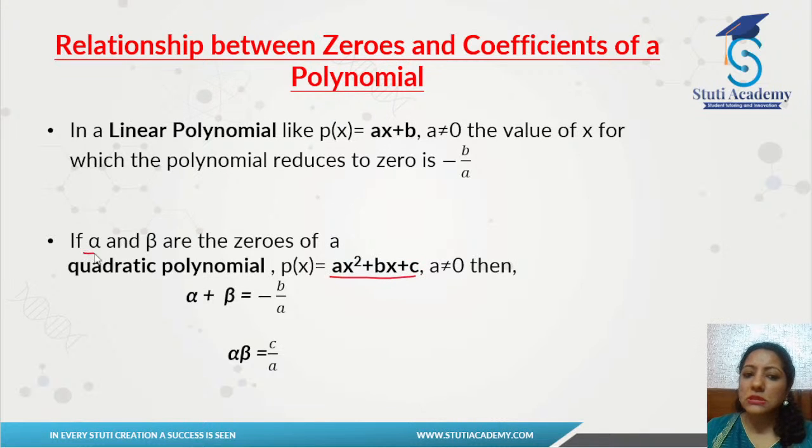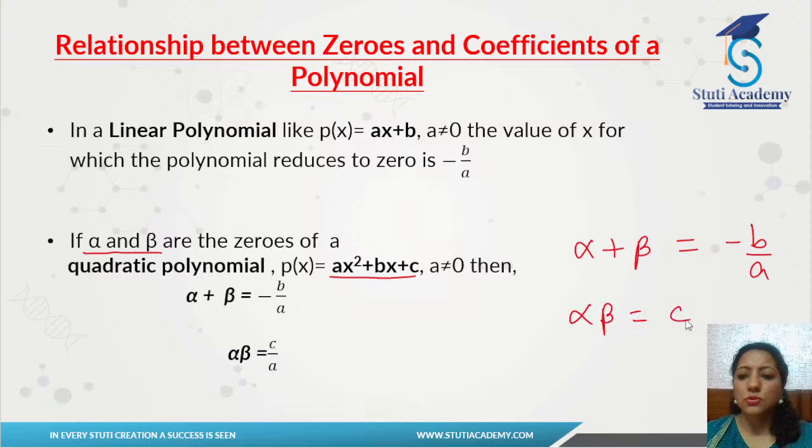It has two zeros. Let us take the zeros as alpha and beta. Now the sum of the zeros, alpha plus beta, is the same as minus b upon a. That is minus the coefficient of x upon the coefficient of x square. And the product of the zeros, alpha beta, is equal to c upon a. That is the constant term divided by the coefficient of x square. Now we are going to use this relationship between the zeros and the coefficients of the polynomial in the questions today. This we discussed yesterday also.